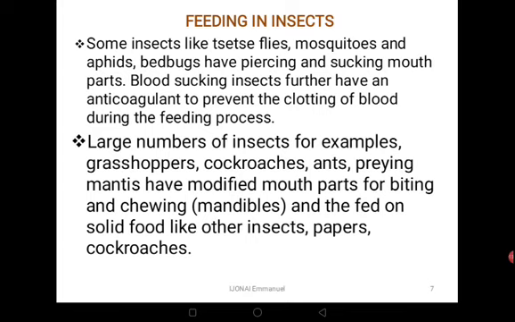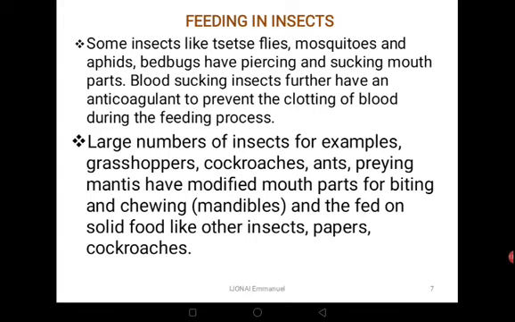So they have a very special mouth part. Especially mosquitoes have what we call the stylet, which is very sharp, used for piercing and then later on sucking the blood. So we have that category of insects. For them, they have mouth parts for piercing, but also for sucking. Great.